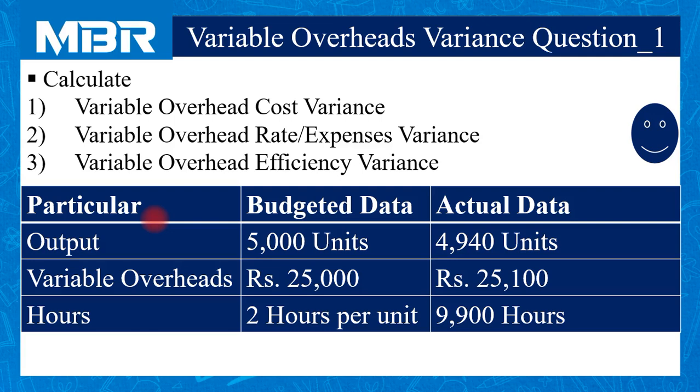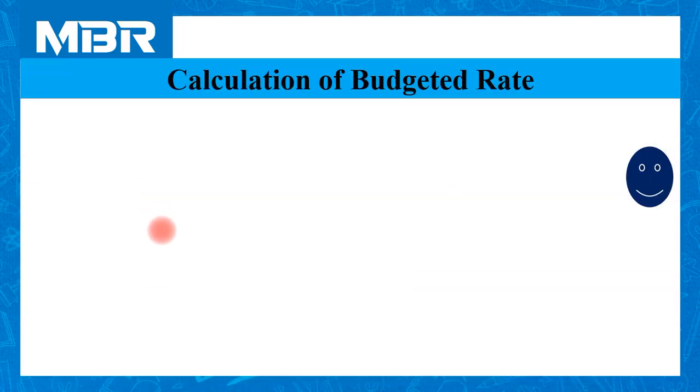But before calculation of all three variances, we need to calculate four important items. Without calculation of these four important items, it is not possible for us to use any of the formulas related to cost variance, rate variance, or efficiency variance. Let us move to the first item, calculation of budgeted rate. We can calculate budgeted rate using two different expressions, budgeted rate per unit of production and budgeted rate per hour.